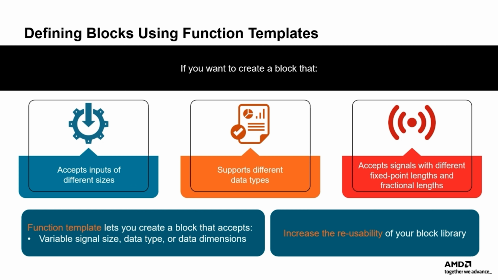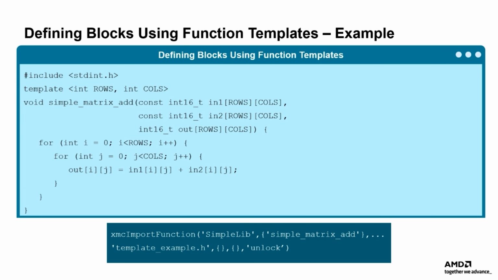To do this, you can use a function template that lets you create a block that accepts a variable signal size, data type, or data dimensions. Using function templates in your code lets you create a Vitis Model Composer block that supports different applications, increasing the reusability of your block library. You can define blocks using function templates as shown in the following example.